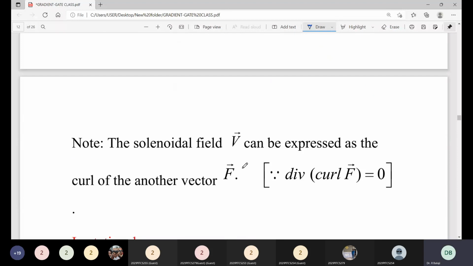The solenoidal vector field V can be expressed as the curl of another vector F. Divergence of curl F is equal to 0.